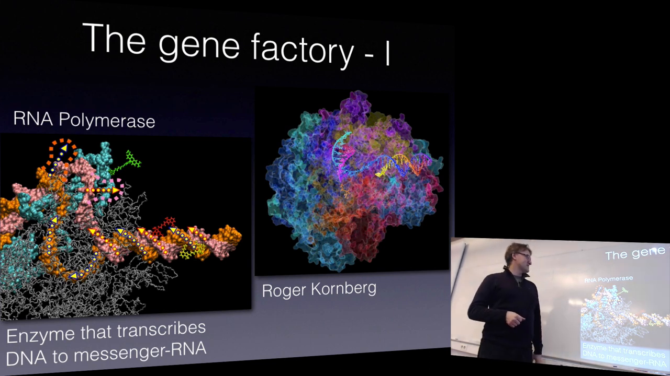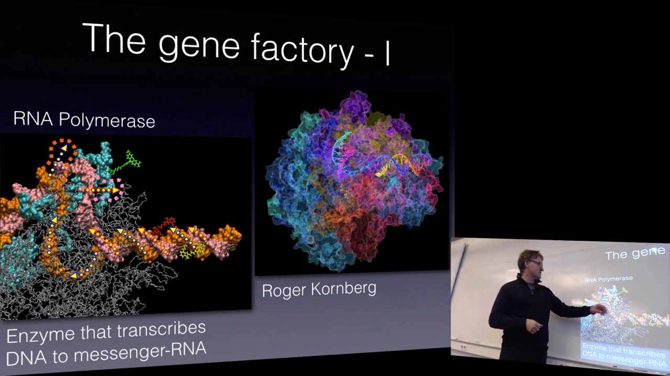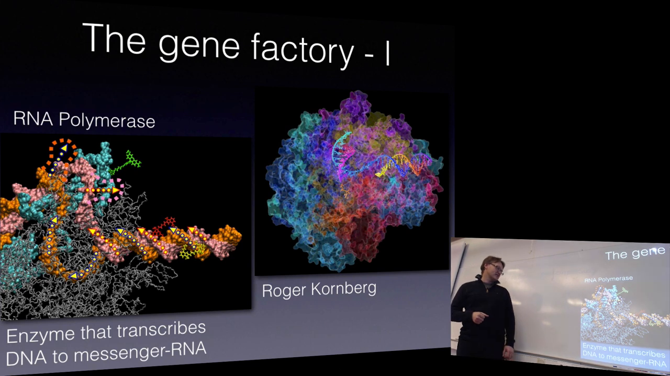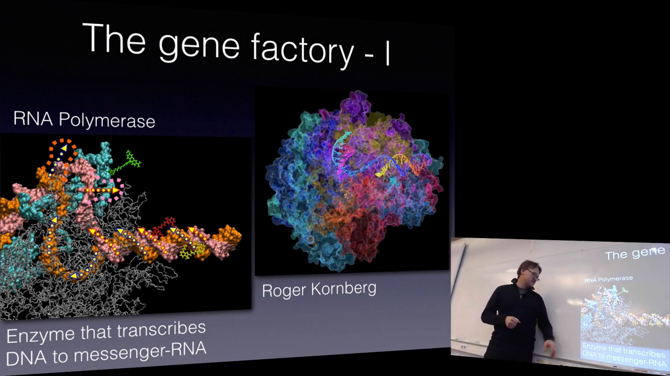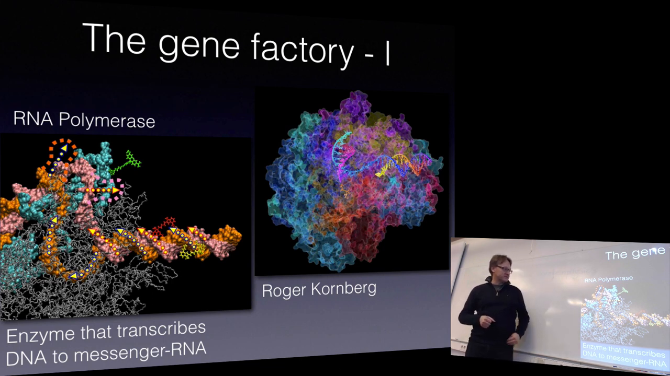RNA polymerase, that is the structure that starts to read your genetic information and extract the information in DNA to the messenger RNA. And I was a postdoc at Stanford, not in Roger's lab, but his colleague Mike's. And Roger got a very well-deserved Nobel Prize for determining these structures. You pretty much get the Nobel Prize for one paper.